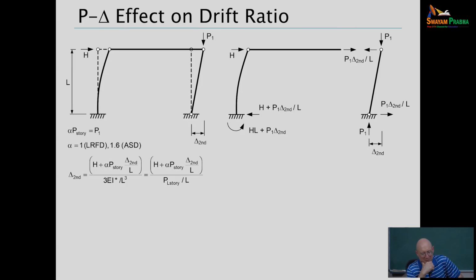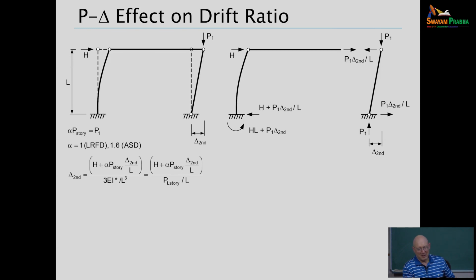So what did I just bring up here with these equations? I've got a delta second. Here in this example, P1 is alpha P story. P1 is the entire story vertical load. And you can see that's just my shear on the lateral load resisting system, H plus alpha P story times delta second over L. If I want my deflection of the cantilever, I need to divide that by 3EI over L cubed. Then the second equation puts that in terms of the stiffness, PL story.